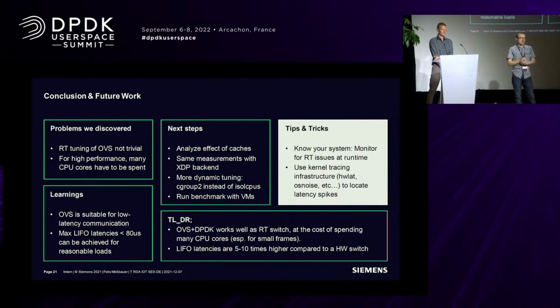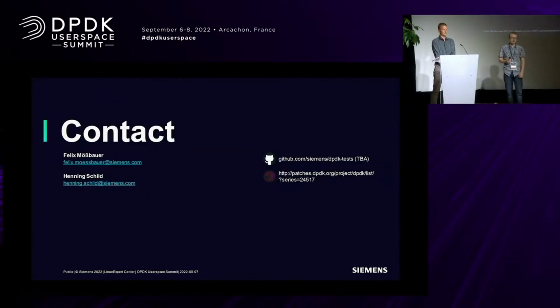And if I had to summarize the talk in just 2 bullet points, I would say Open vSwitch with the DPDK backend works very well as a real-time switch at the cost of spending many CPU cores, especially if you want to forward small frames. And still, you have to be realistic about what numbers can be achieved there. So the LIFO latencies are still 5 to 10 times higher compared to a hardware switch like a SCALANCE switch from Siemens. And that's it.